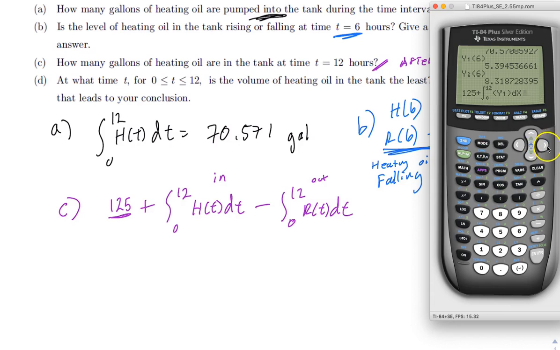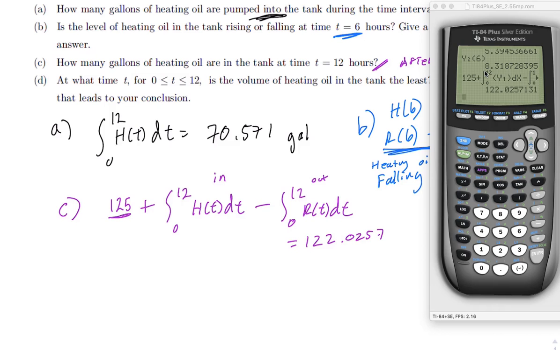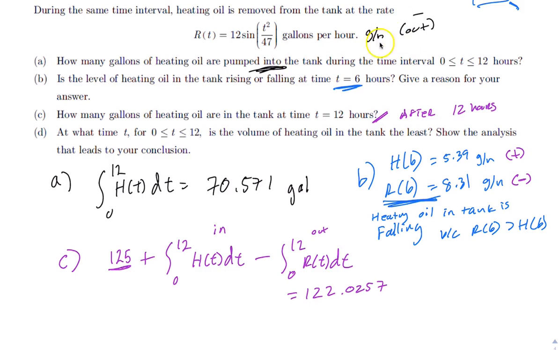X is always our variable. And then we have to subtract off the integral from 0 to 12 of the other function, R, which is y2 for us. Alpha F4, y2. Then we let the calculator do all the work for us. And we get 122.0257. Again, if you're wondering about units, we integrated gallons per hour with respect to hours, and we lose the time, so it's just gallons. That's how many gallons are in the tank after 12 hours.